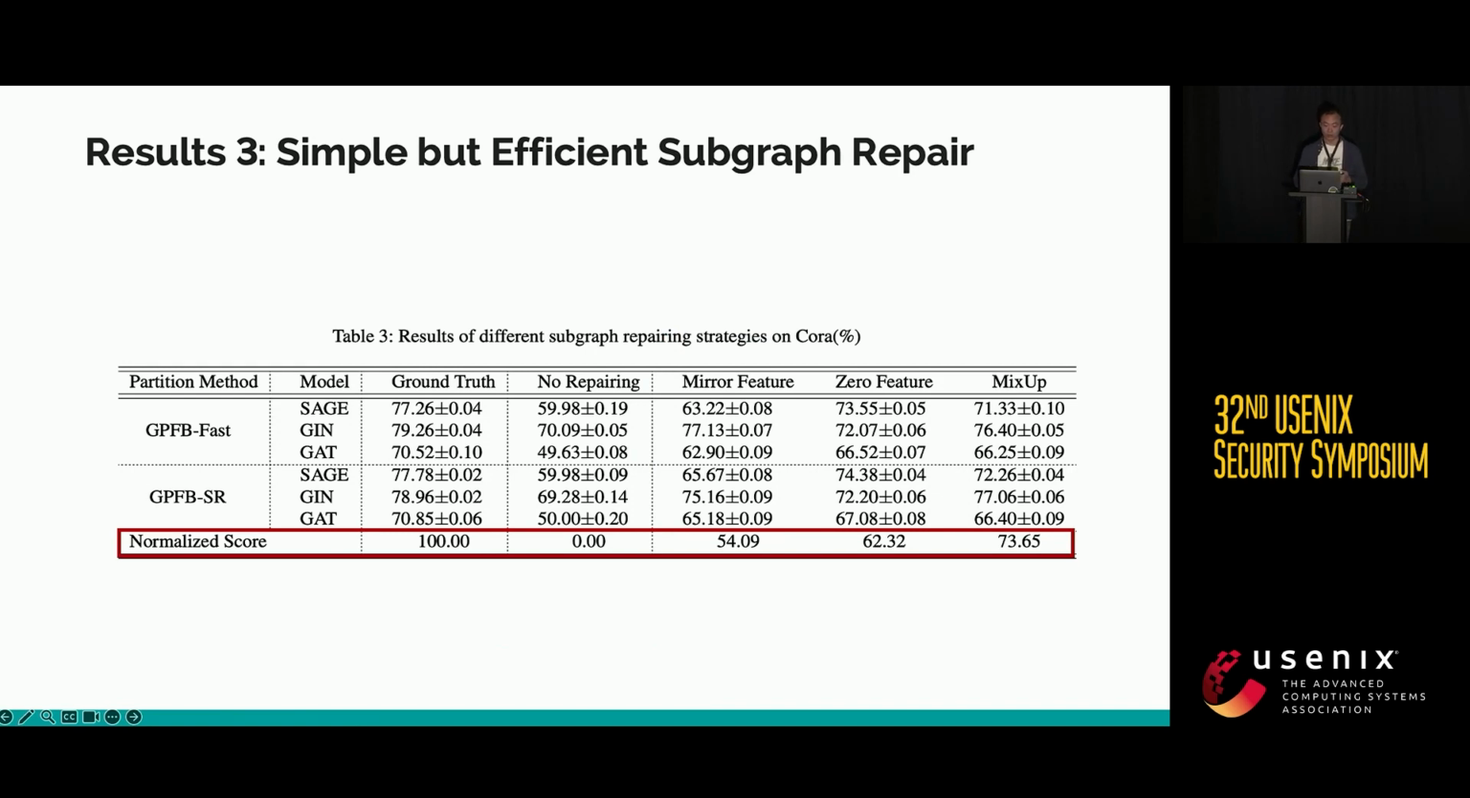And again, as shown in this table, all 3 subgraph repairing strategies are helpful in improving the model's performance. The simplest zero feature, which just fills the zero value to the domain neighbor, could achieve over 60% improvement. It's not surprising that the mirror feature neighbor is not as good as the zero feature, because in the message passing framework the mirror feature's contribution to its neighbor is 0. And the mix-up strategy is a trade-off option that depends on the homophily or heterogeneity of the graph data, and can be defined as a parameter manually.